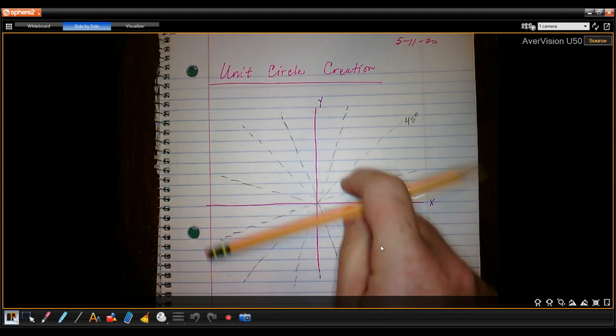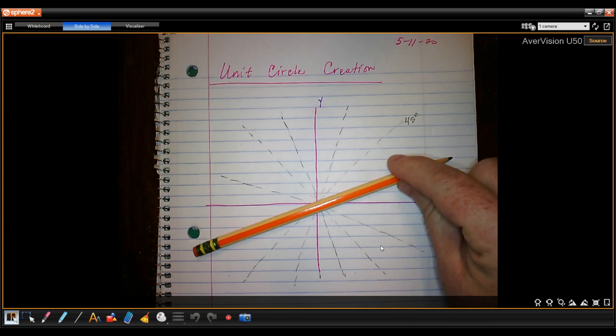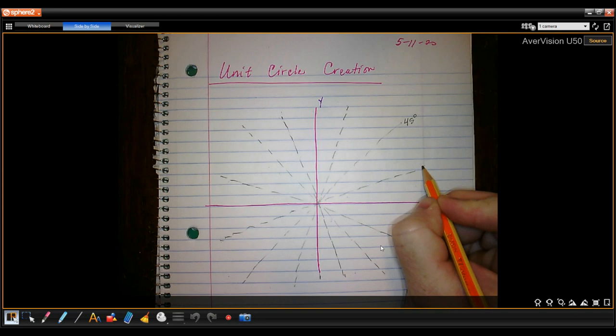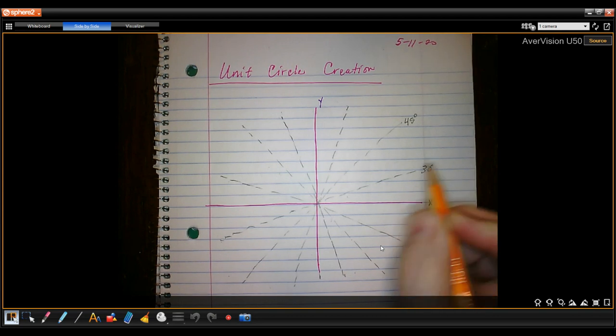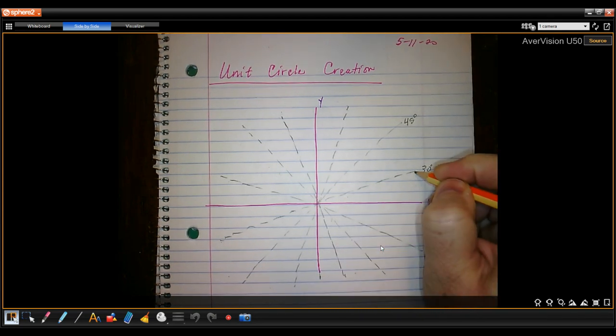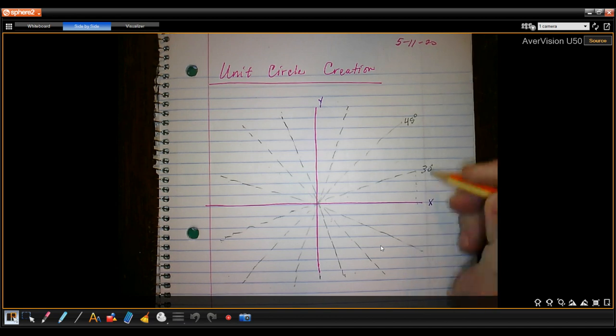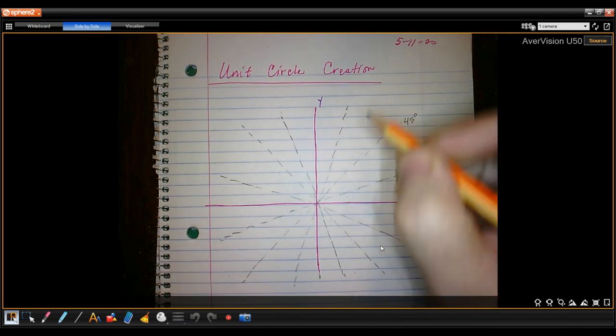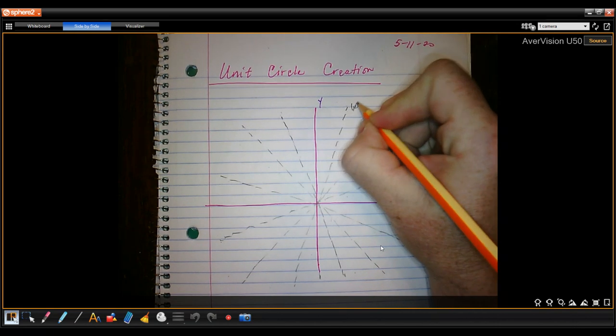Then you'll notice this angle here, I drew that line right there. This is that 30-degree angle, right? So this is the 30 degrees. So what you're doing is you'll see the triangles that you're making, hopefully. And then the last one, this big one here, is that 60-degree angle.